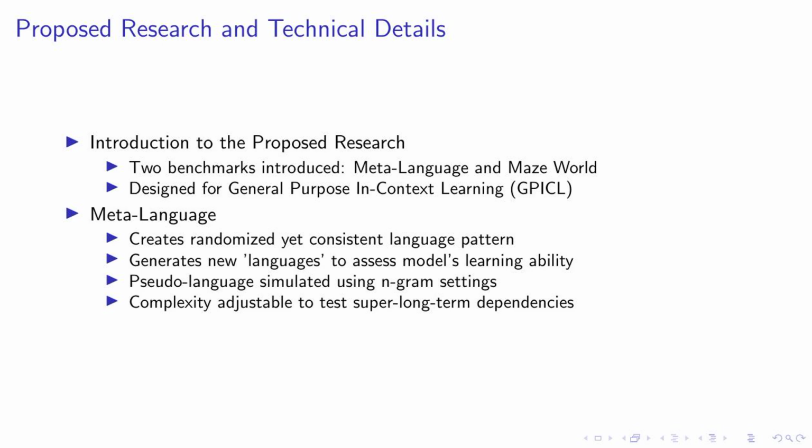What's fascinating about meta-language is its adjustable complexity. By manipulating the size of the vocabulary and the n parameters, we can make the complexity of the pseudo-language arbitrarily high. This allows us to test super long-term dependencies, pushing the boundaries of what our models can learn and understand. In essence, meta-language provides a robust and flexible platform for evaluating the learning capabilities of AI models in a controlled yet challenging environment.